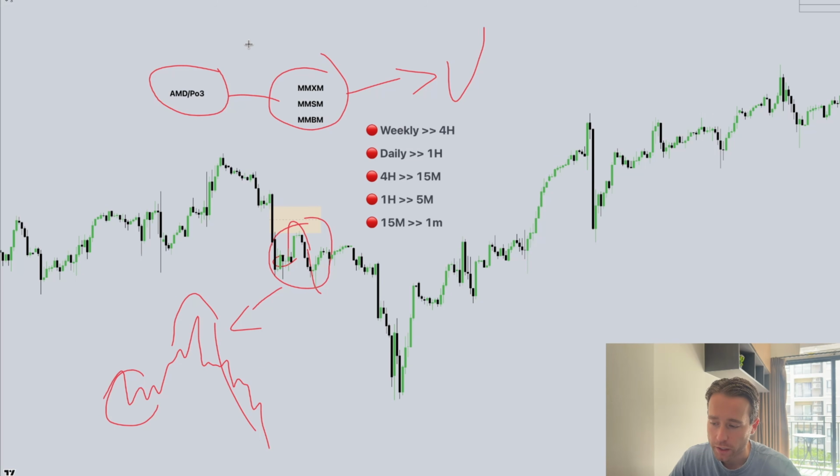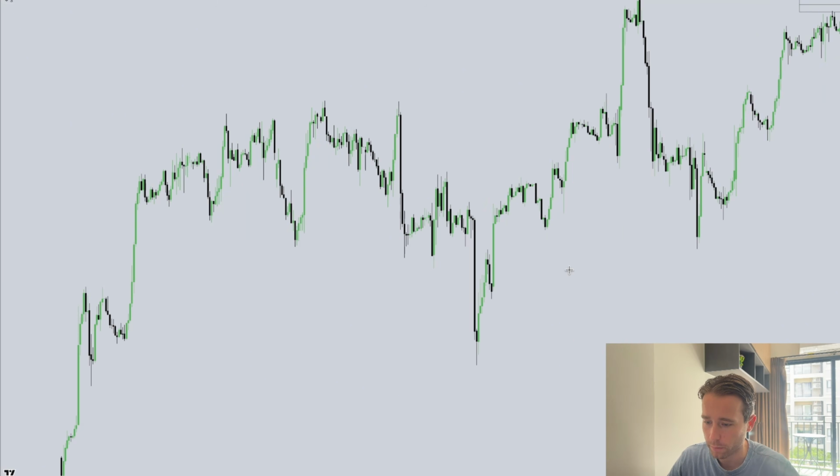But the question is, how can you combine these 2? There's one piece of glue you need to have to put these ones together. And it is called time. If you combine time with market maker models and the power of 3, you are golden and you will see the market through a completely different lens. Let me show you. You will start to see market maker models everywhere.